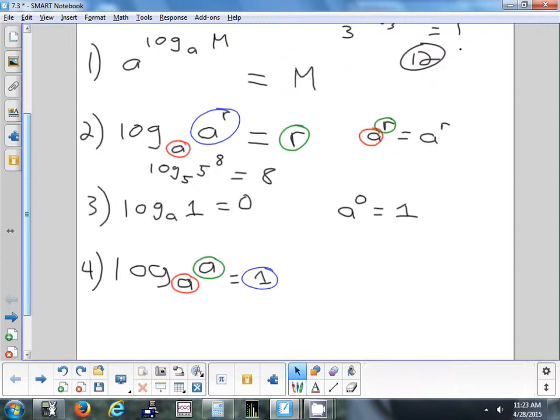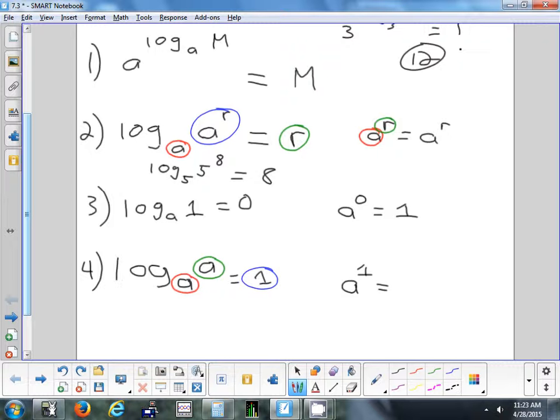Let's rewrite it. Let's see why this one's true. This is another basic rule. I guarantee you everybody already knows this rule, just not written this way. What's your base here? A. Yeah, which one? A at the bottom, the one circled in red. A is your base. What's your exponent? 1.